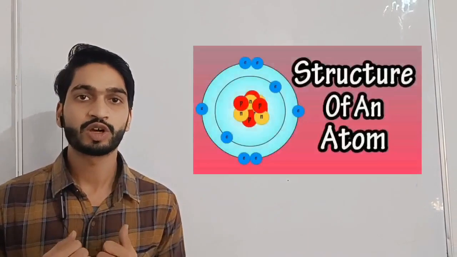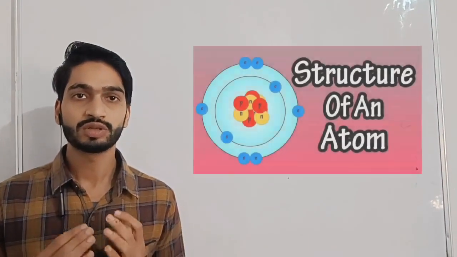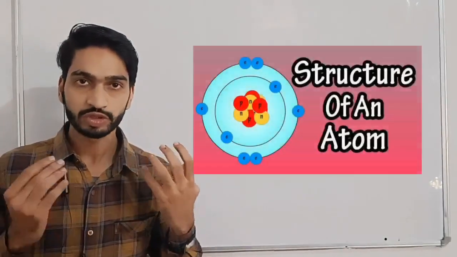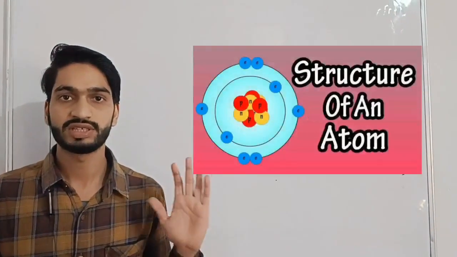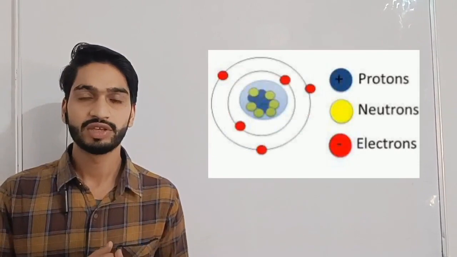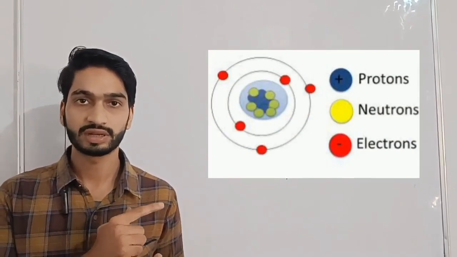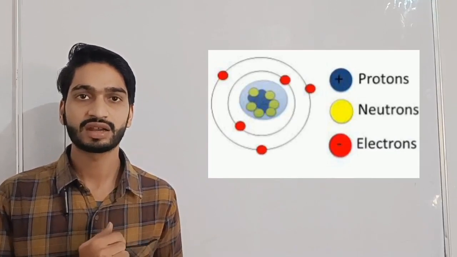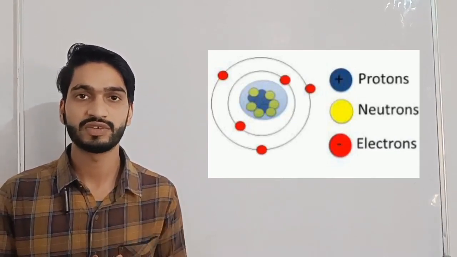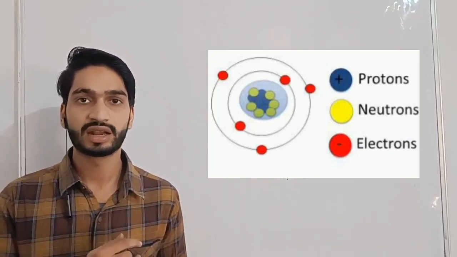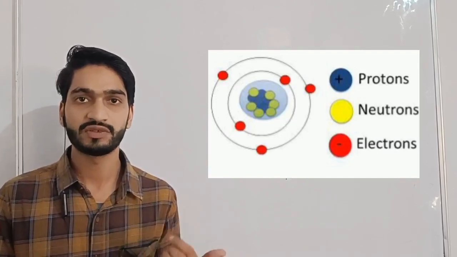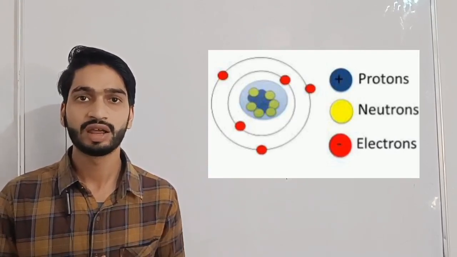Now, since we are going to talk about the structure of atom, I am going to show one structure of atom that you can see here. This is the structure of atom. Here in this diagram, you can see that the spheres which have red colors are electrons, the spheres which have yellow colors are neutrons, and the spheres which have blue color are protons.